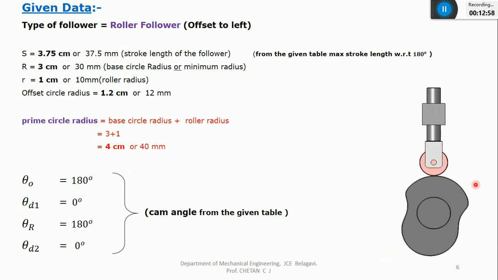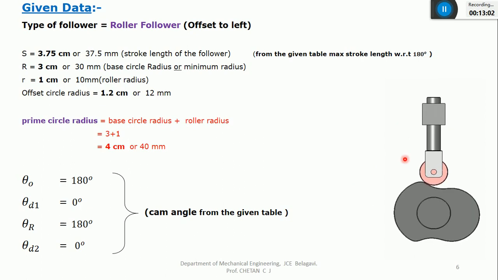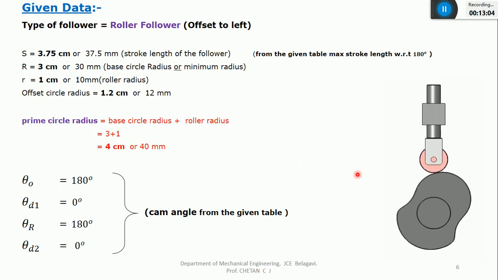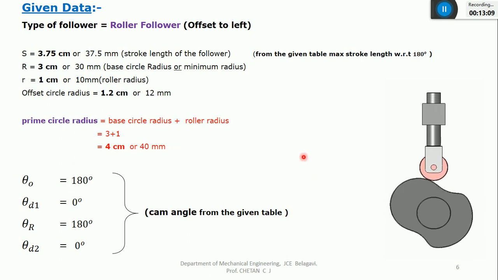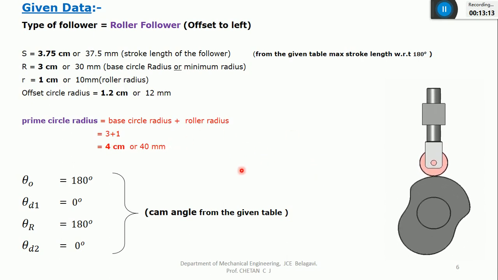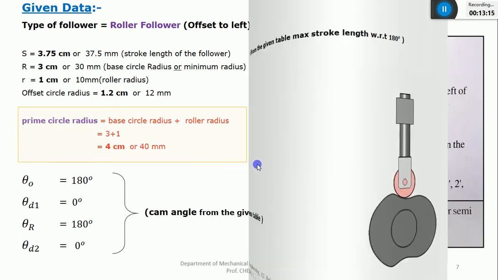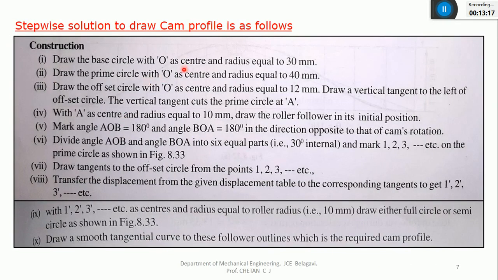I have given the detailed nomenclature of this cam and follower in my written notes. Please read that also. After that, if you face any problems, I'll clarify in the next class. And I'll start with the cam profile. Directly, I need to draw the cam profile for offset follower, not for the radial.